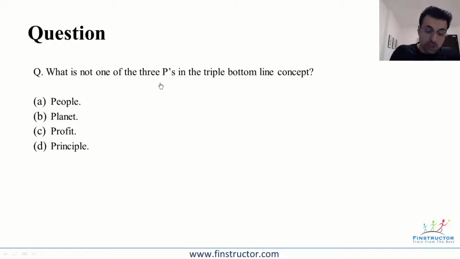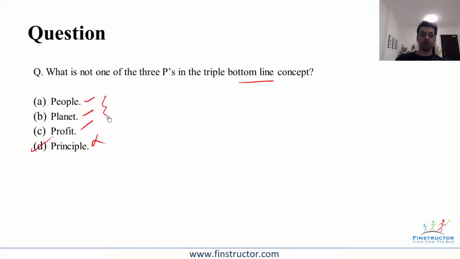Which of the three P's is not in the triple bottom line? So three P, remember, it's people, planet, profit. So people, planet, profit are the three P's in the triple bottom line. Principle is not a P. Again, this approach was given up, but it originally came as that it's not just profit that firms should think about. We have to think about people and planet also.